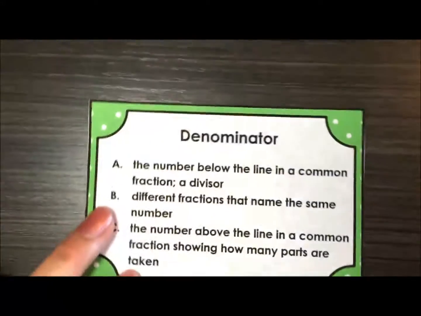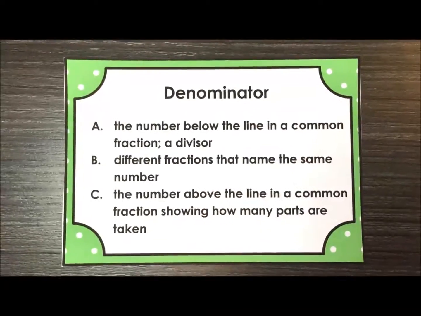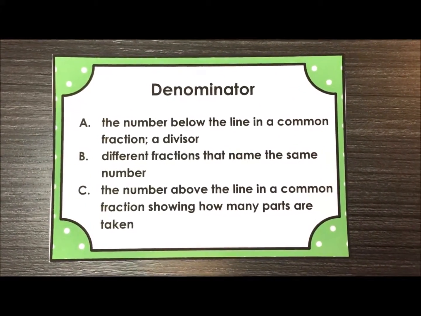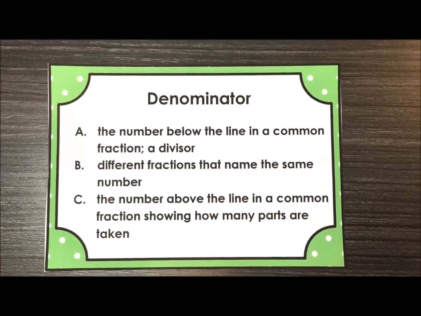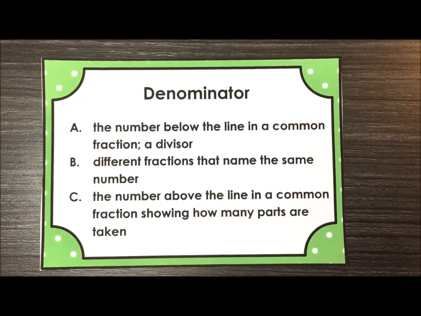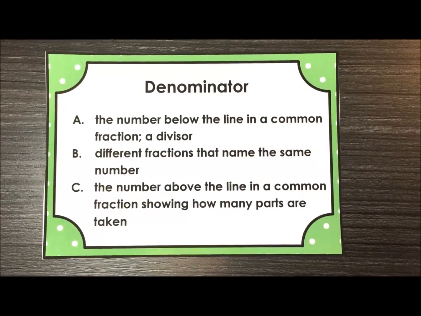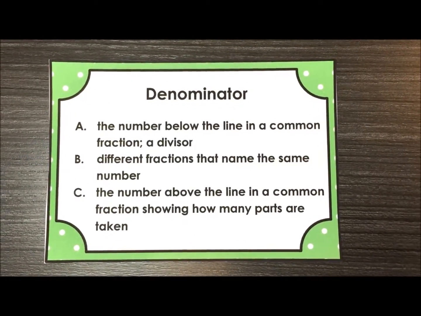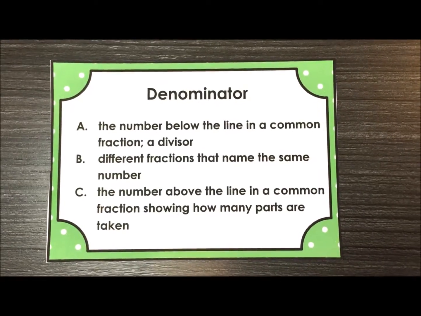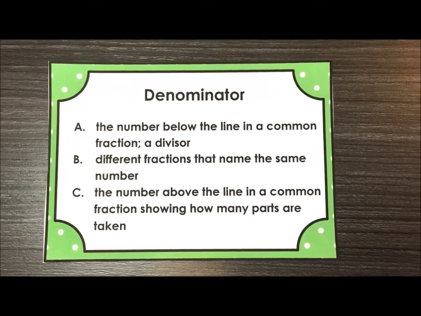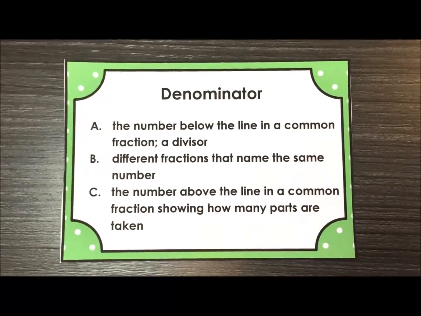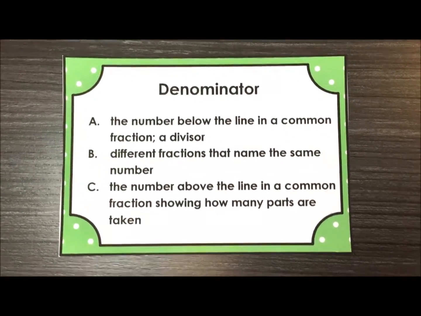Let's review one more term. Denominator. A, the number below the line in a common fraction, a divisor. B, different fractions that name the same number. Or C, the number above the line in a common fraction showing how many parts are taken. What is the correct answer for the definition of a denominator? The correct answer is A, the number below the line in a common fraction, a divisor.